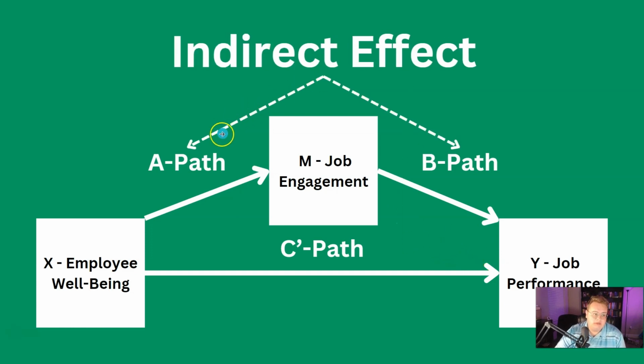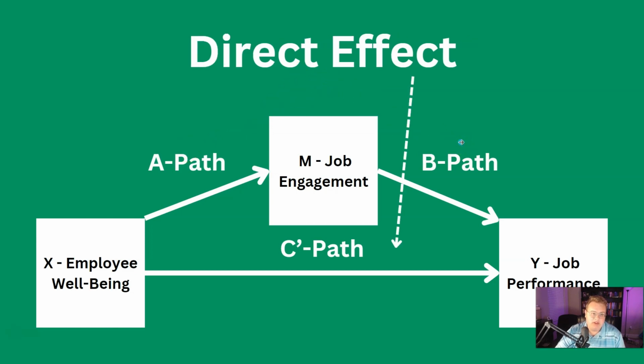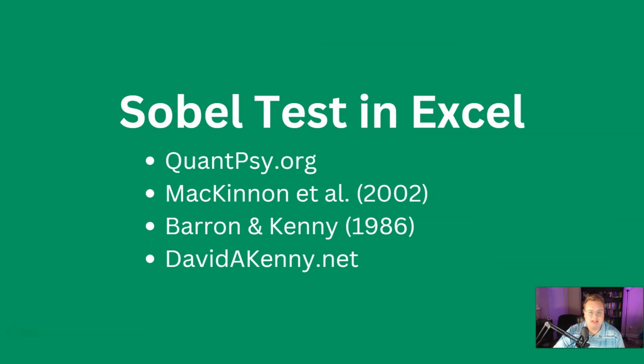Now, the indirect effect refers to the relationship of the A and B path, so the mediation. So that's the A path and the B path. And the direct effect refers to the C prime path. So that's the relationship of X and Y while also taking into account the mediated path. So if we want to figure out if we have mediation, if we have a case for mediation, we need to calculate some type of statistic, and this is why we're doing the Sobel test.